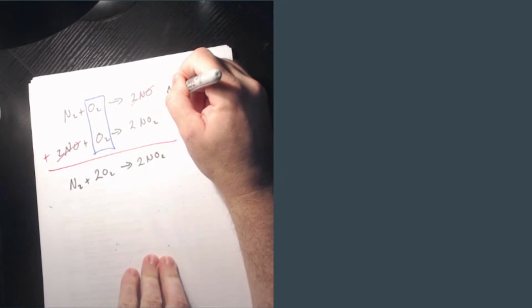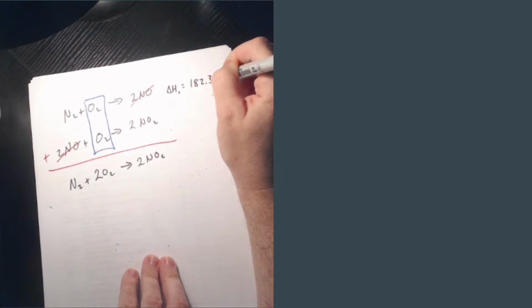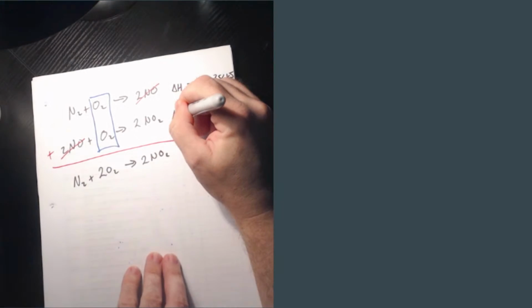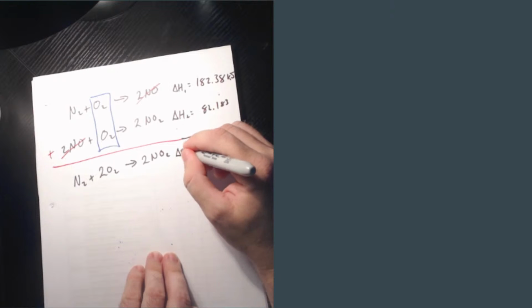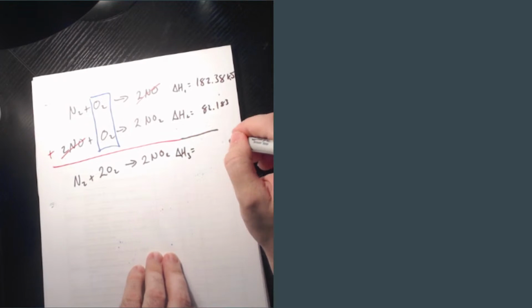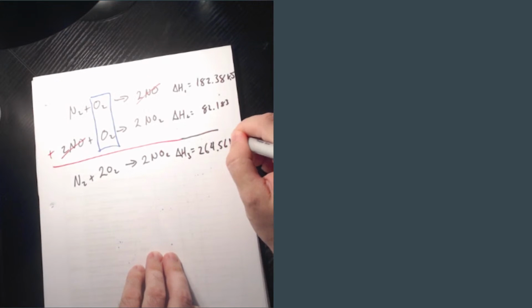So delta H for this guy is equal to 182.38 kilojoules. The second one is 82.183. So when we add those together, we get the enthalpy change we're looking for. The one is 264.56 kilojoules. Okay. So that is a Hess's law problem. Really simple, really straightforward. Obviously, they can get a little bit more complicated than that.